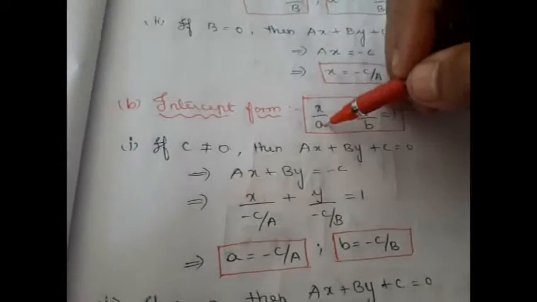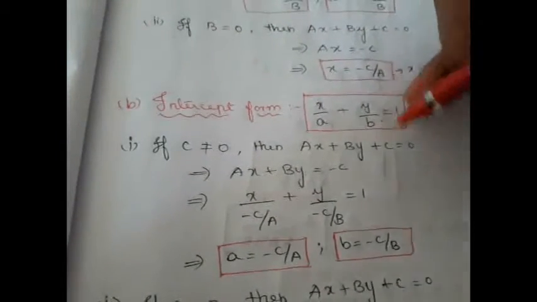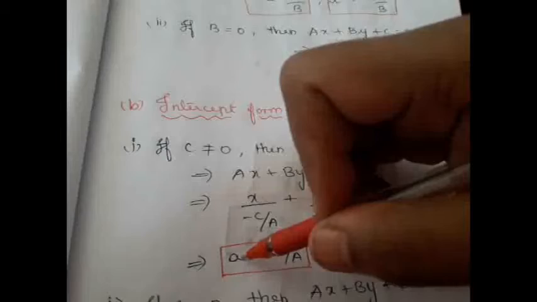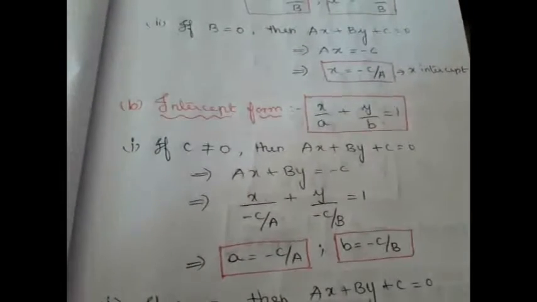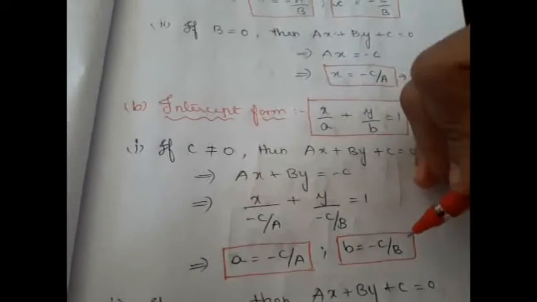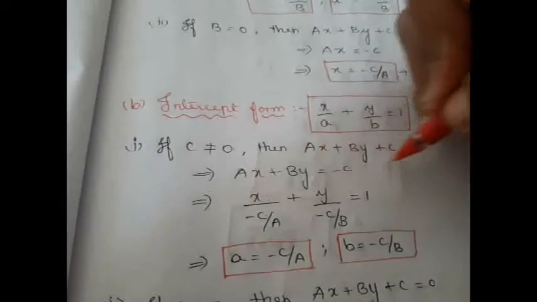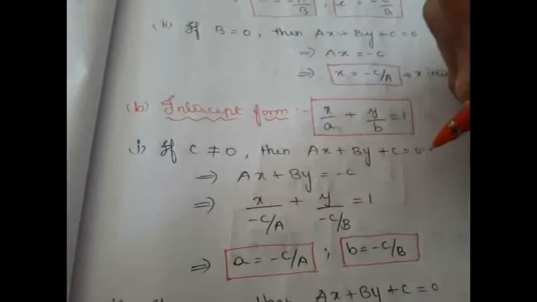So now we have in the place of a, minus c by a, and in the place of b we have minus c by b. So what is your x-intercept? X-intercept is a. Therefore x-intercept is minus c by a and y-intercept is minus c by b. Right?